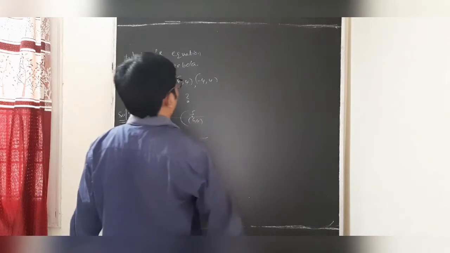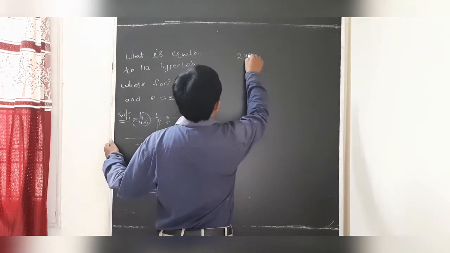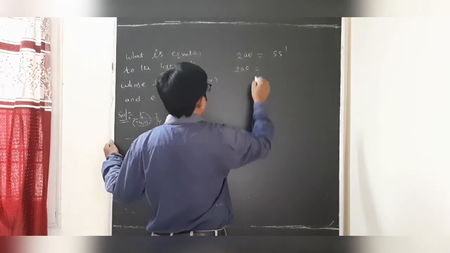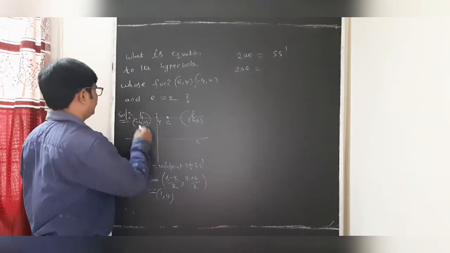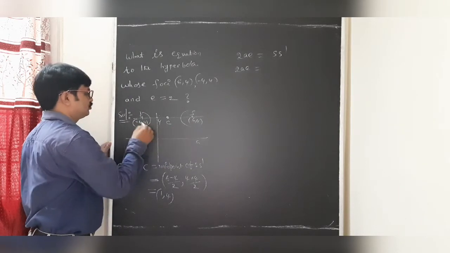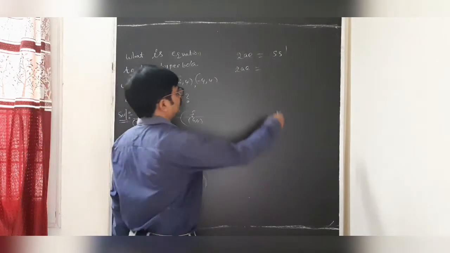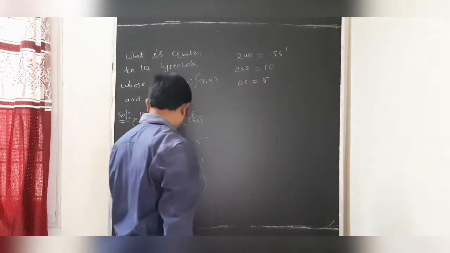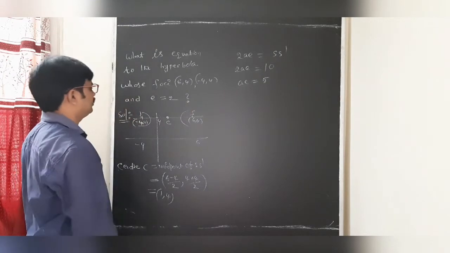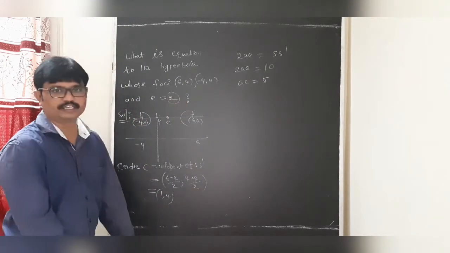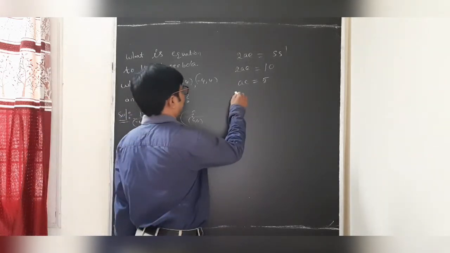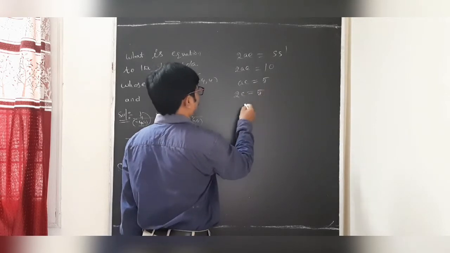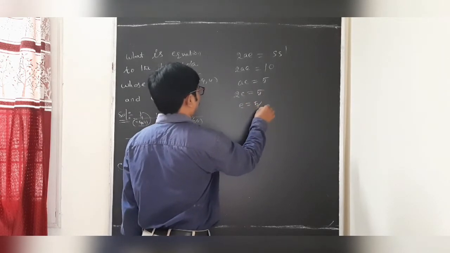Now, students, 2AE is nothing but SS dash. How to write 2AE? This is 6 plus 4, which is 10. So 2AE is 10, and now AE equals 5. The eccentricity of the hyperbola is given as 2, so AE is 2E, that is, 2E equals 5. E equals 5 by 2.